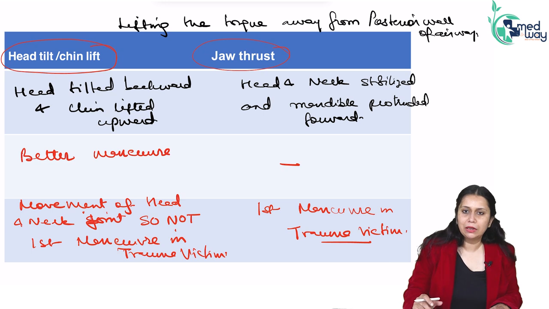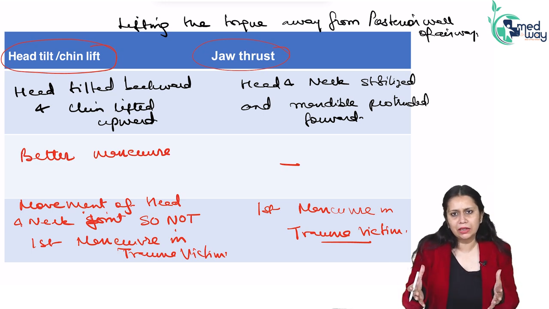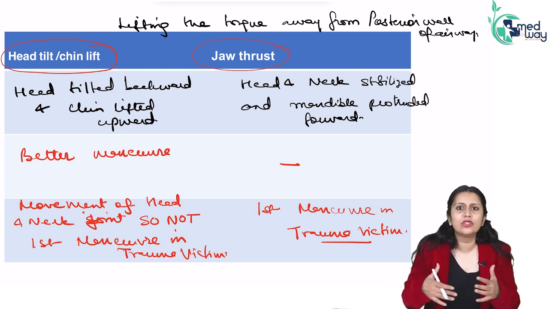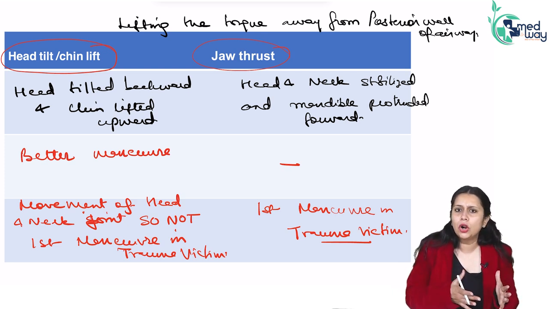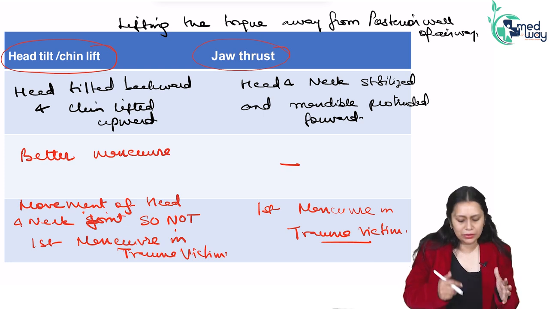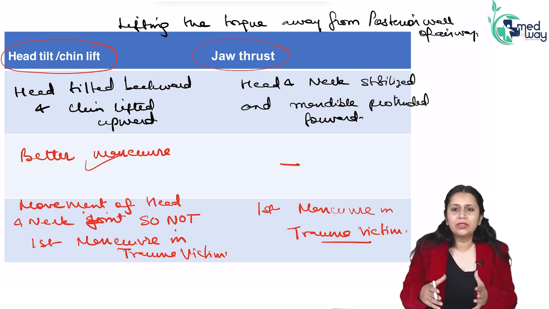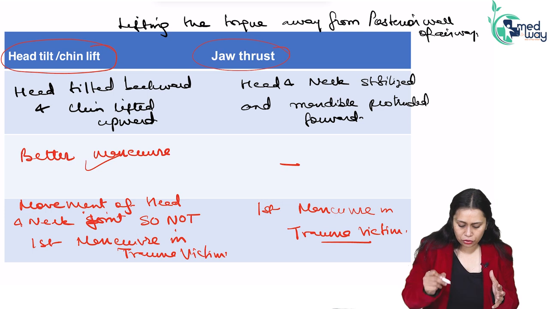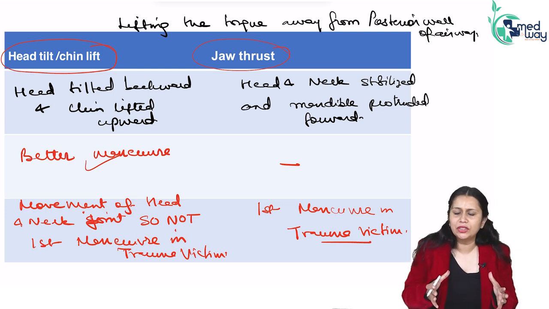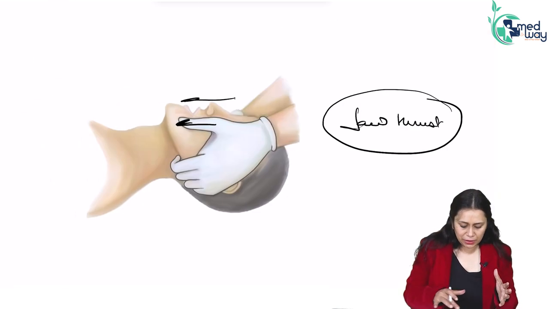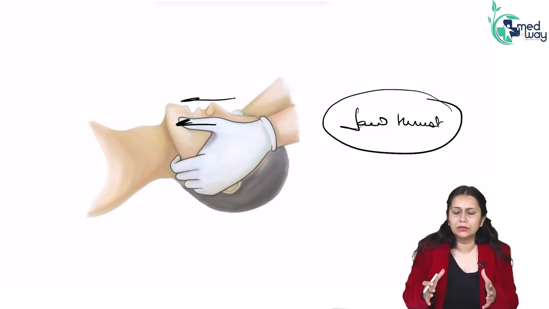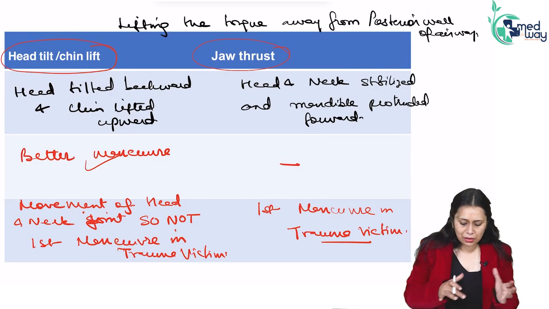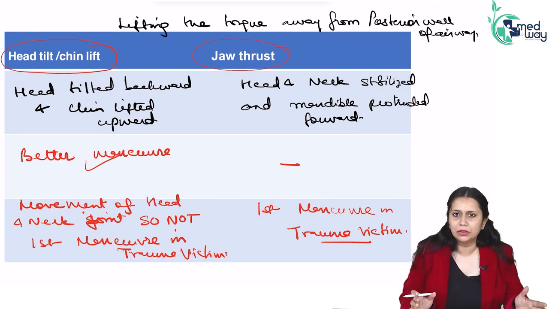Clinical questions are asked, describing the clinical scenario and asking which maneuver will be performed. If it is non-trauma, head tilt chin lift because it is a better maneuver. And if it's a trauma victim, we go for jaw thrust, okay, because it keeps the head and neck joint stabilized. Then image-based questions, giving the image of the maneuver and you are asked to recognize the maneuver. So you can easily recognize it, okay. So these are the basic airway maneuvers.